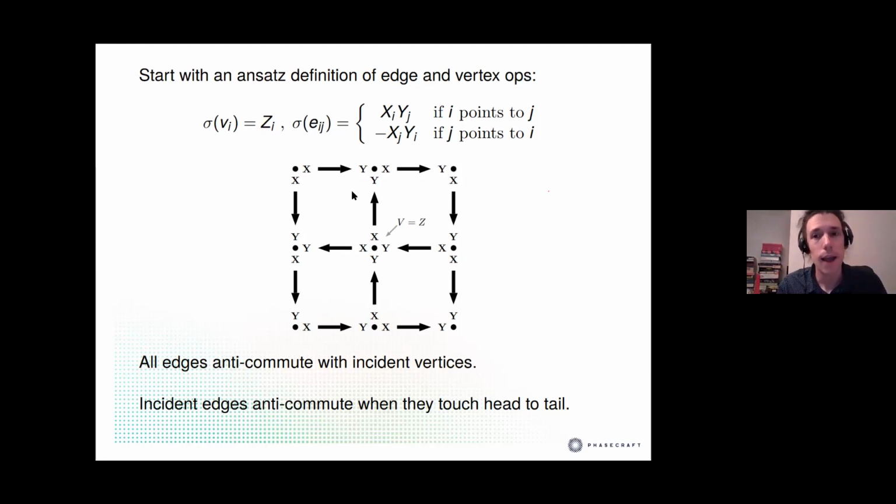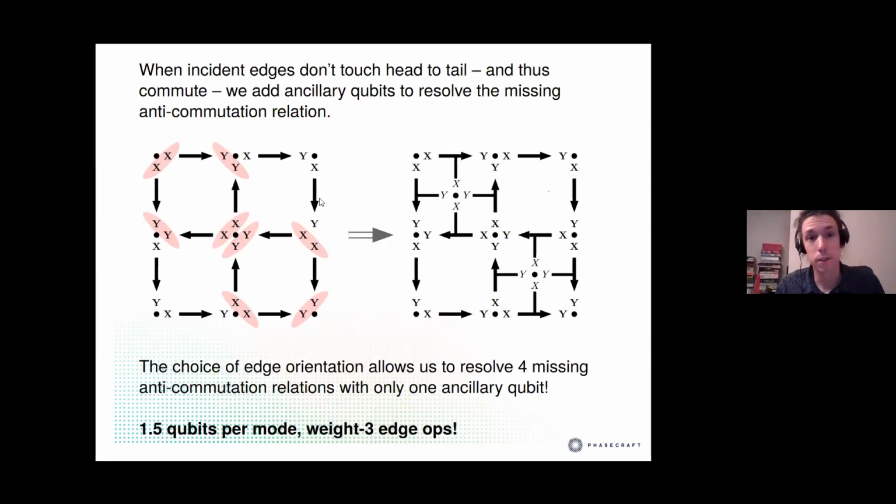Okay. And now you'll see that by construction, all the edges are going to anti-commute with our vertex operators when they're incident, right? So for instance, here, all of these 4 edges anti-commute with the vertex operator. Furthermore, all the edges are going to anti-commute when they touch head to tail, right? So this arrow points to the tail of that arrow, and so then they anti-commute at that vertex, right? Okay, but you'll notice that there's a problem. And the problem is that when these incident edges are touching head to head or tail to tail, then they commute.